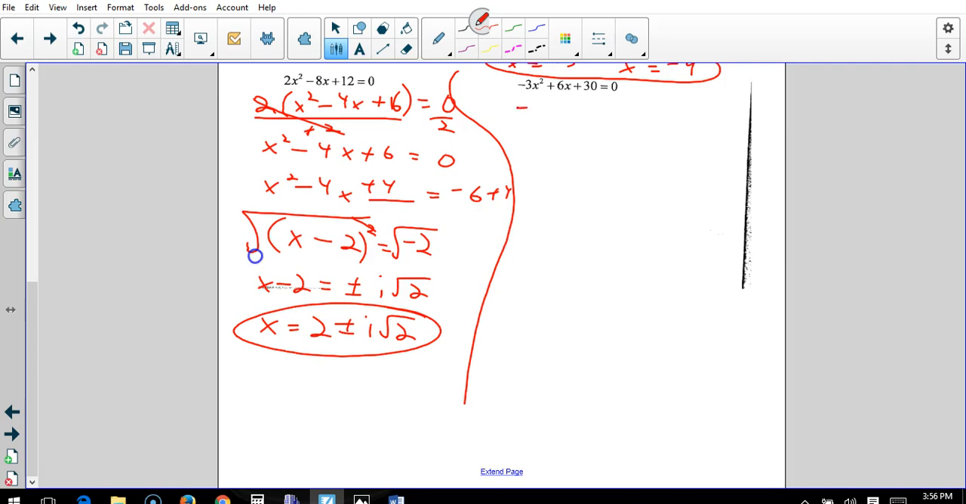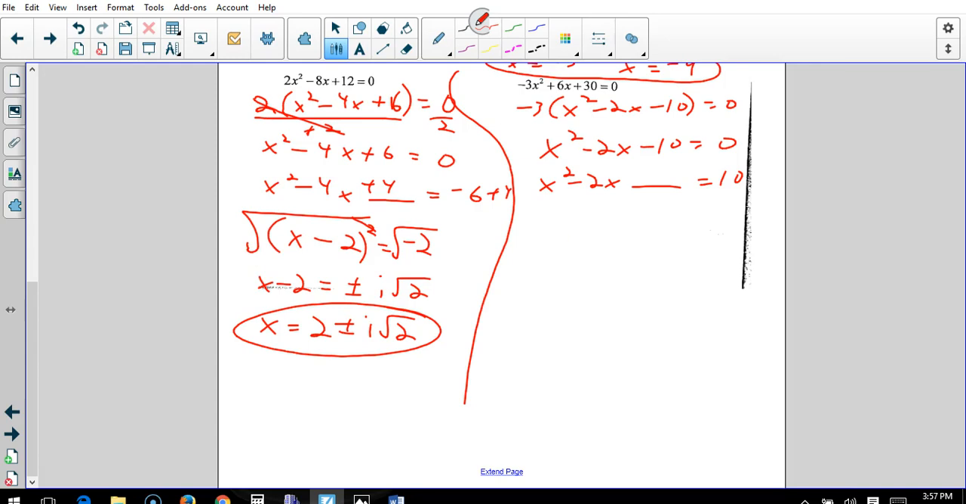Again, I'm going to take out a negative 3. So remember, we want the lead coefficient to be 1, not negative 1. So that's x squared minus 2x minus 10 equals 0. If I divide by negative 3, I end up with this. Minus 2x minus 10 equals 0. I'm going to move the 10 over by addition.